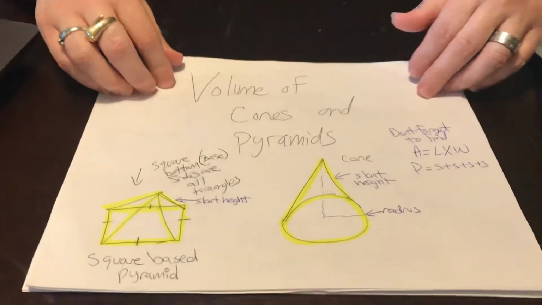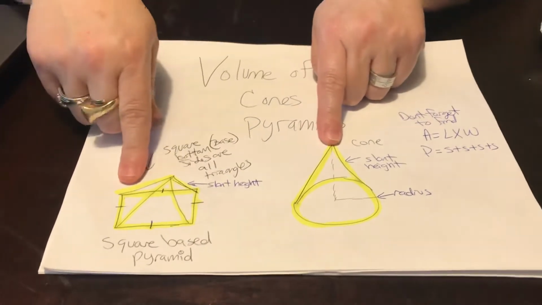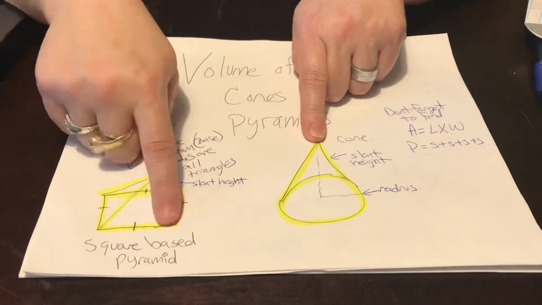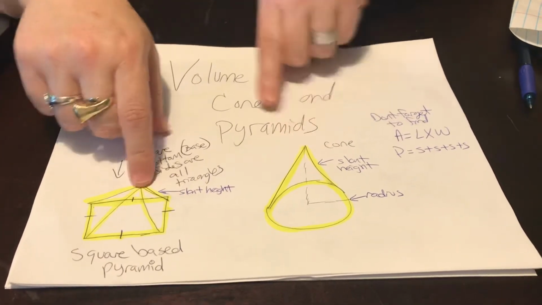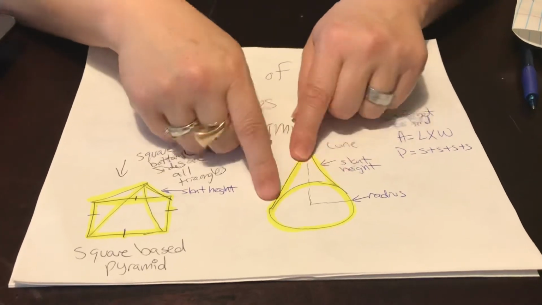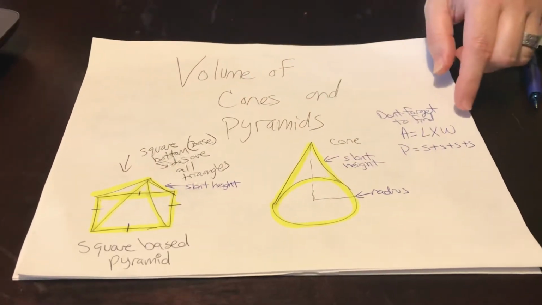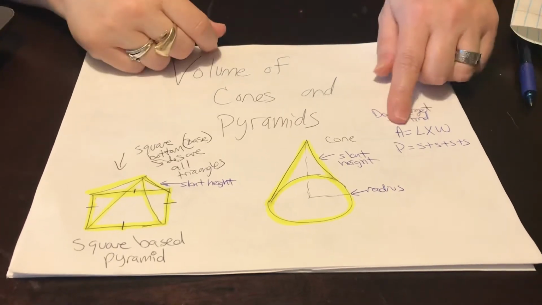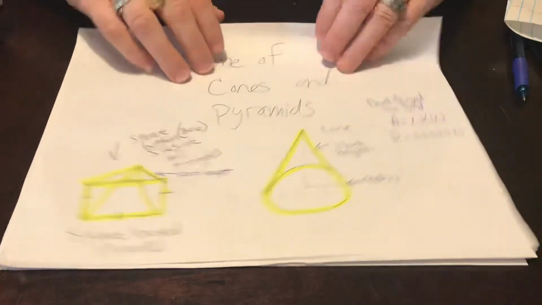Let's talk about this. Now, the 2 figures we're working on now are the cone and the square-based pyramid. The square-based pyramid has a square for the base, for the bottom, and a whole bunch of triangles that cover each side of him. The cone has the triangles here, and then the base is a circle. Now, a few formulas you don't want to forget are area, which is the length times the width, and the perimeter, which is side plus side plus side plus side.